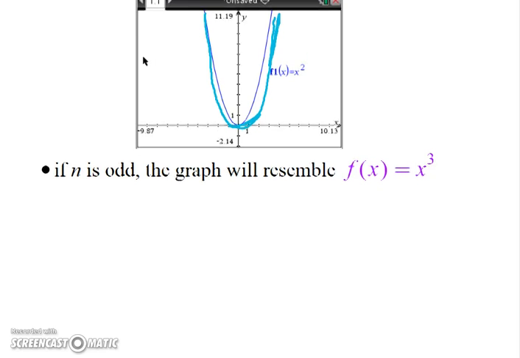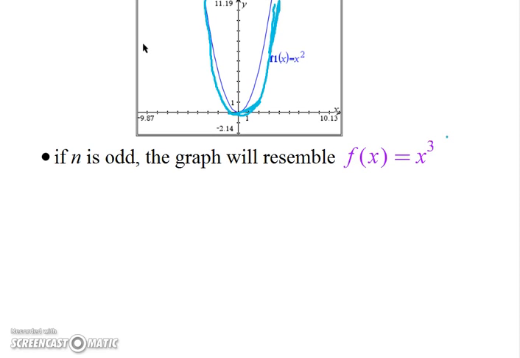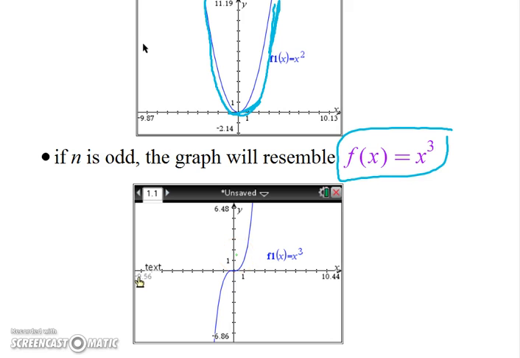And then if n is odd, meaning x cubed like we have here, x to the fifth, x to the seventh, and so on, you're going to end up with something that looks like a cubic function. Again, you could have some turns, so it could look like that, I guess. But that would be a cubic function, or any odd function.